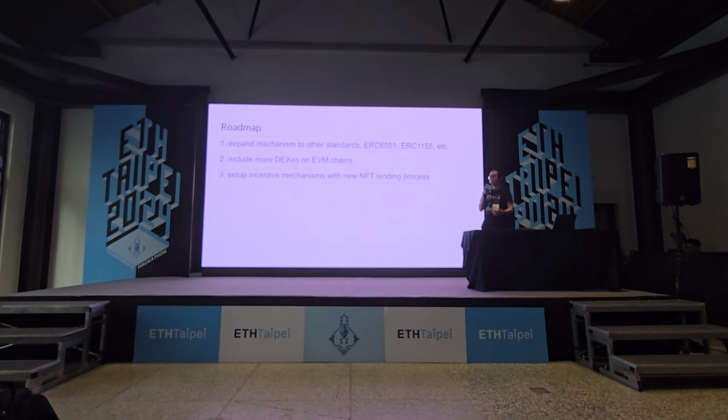And the first roadmap item we want to do is expand it for other token standards. So for 6551, where you put a token in a token, you could have it work sort of cross-chain as well, as long as the other chain has the opcode.